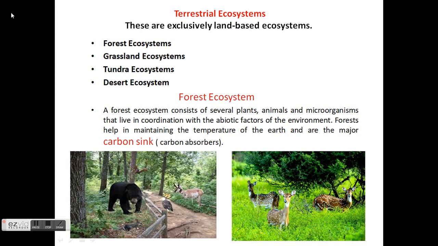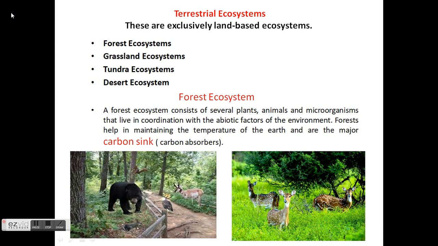So what are the terrestrial ecosystems? Terrestrial ecosystems are exclusively land-based ecosystems. We have different types of ecosystems under terrestrial, like forests, grasslands, tundra, and desert ecosystem. Starting with forest ecosystem, a forest ecosystem consists of plants, animals, and microorganisms that live in coordination with the biotic factors of the environment.